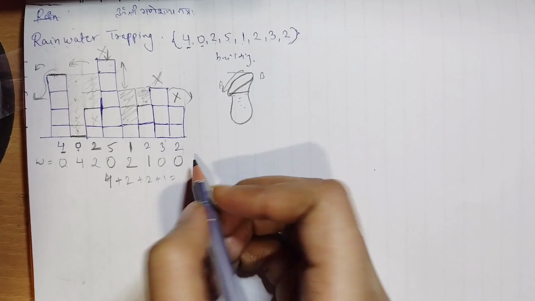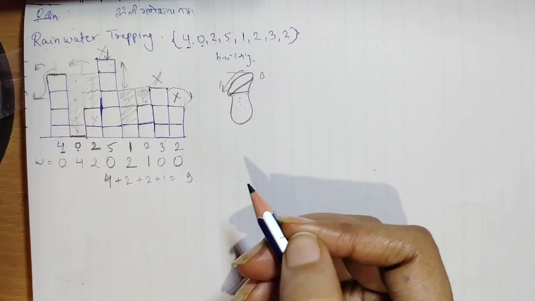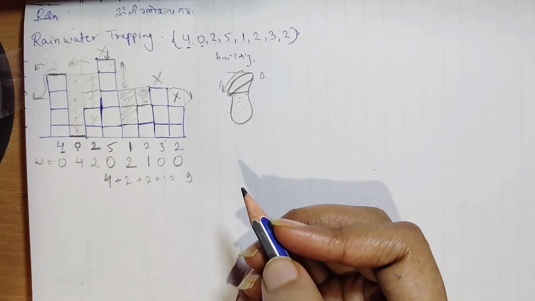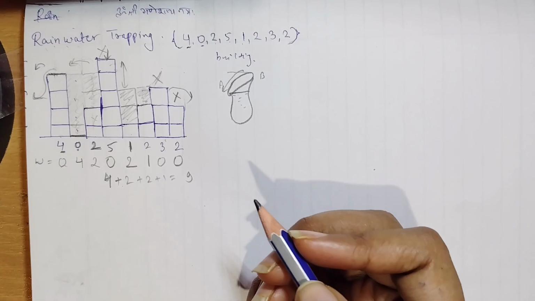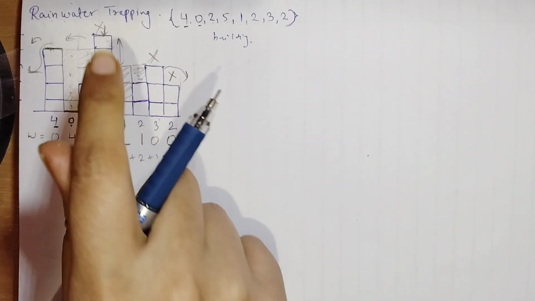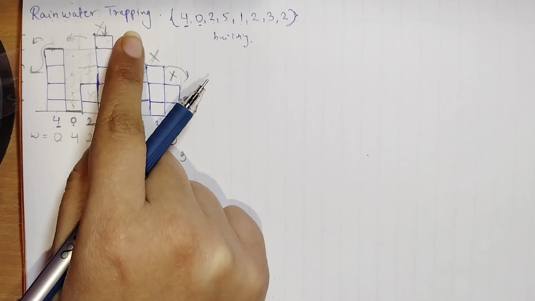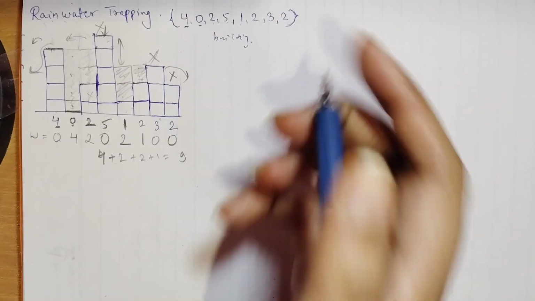What is the answer for this? 9. Correct. So our answer will be 9 when we make its code. But we have to make it pseudocode, then we will make its code. So for finding our final answer, that is how much water will be trapped here, we will need 3 things.